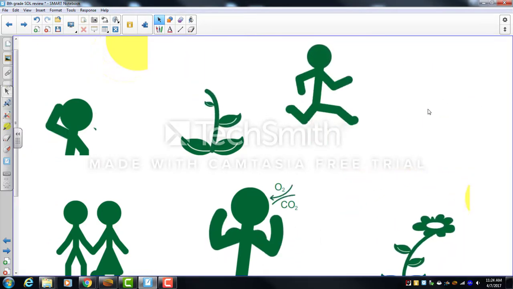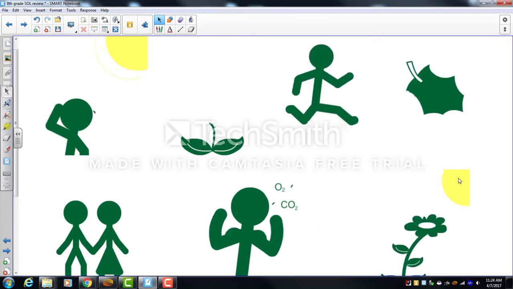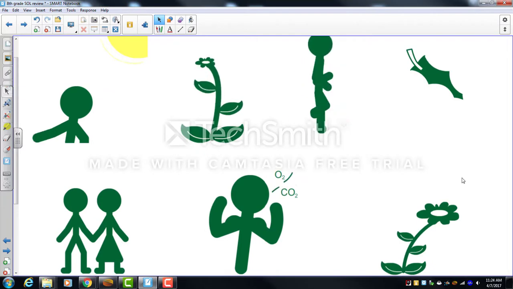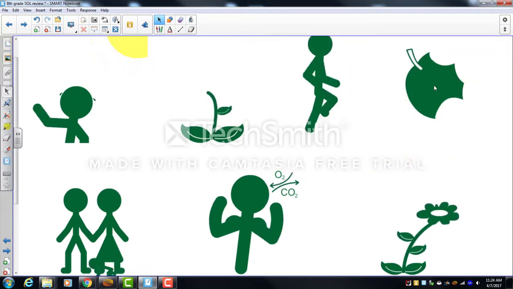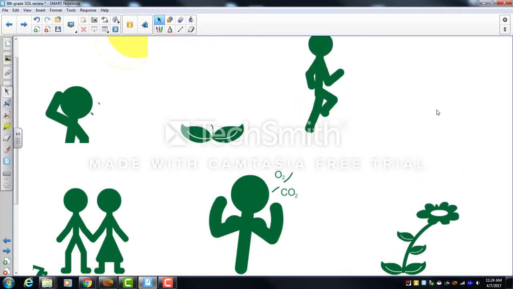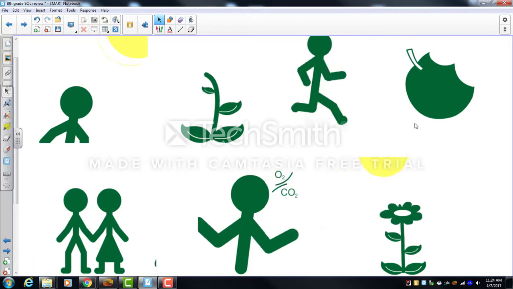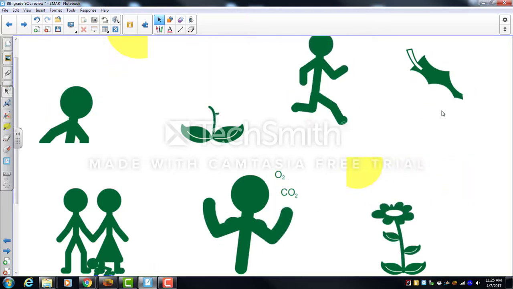Right here we have the apple being eaten is nutrition. All living things need to be able to get nutrients. For animals, we have to consume our food. If you're a plant, you can create your own food, but you still need nutrients from the soil. Nitrogen, water, and obviously they use the sun's energy to create their glucose. So it's still a nutrient.